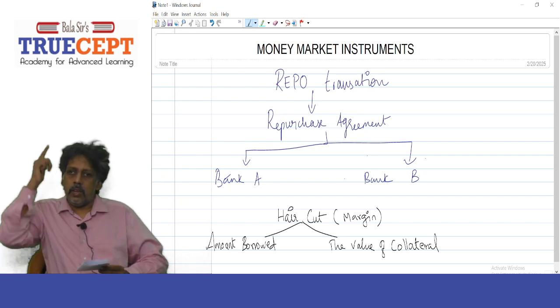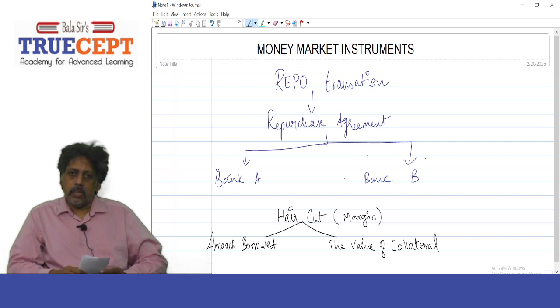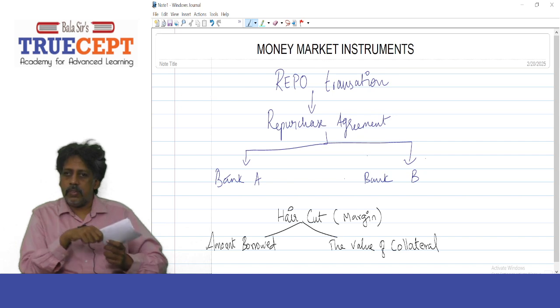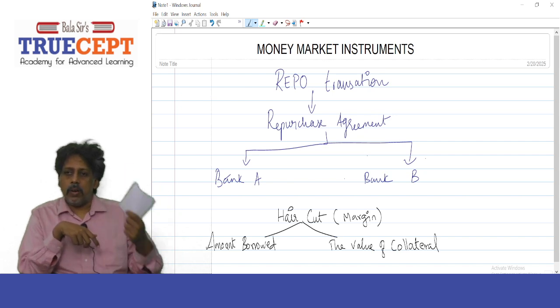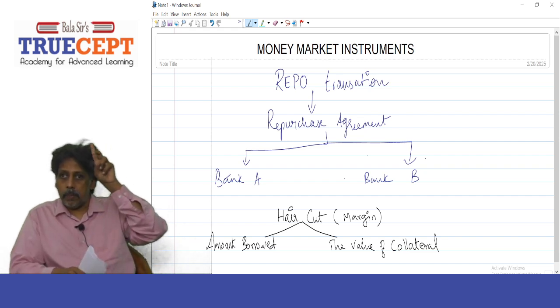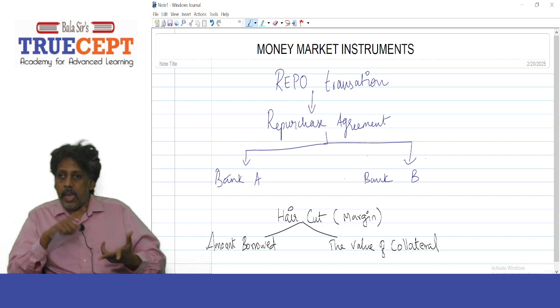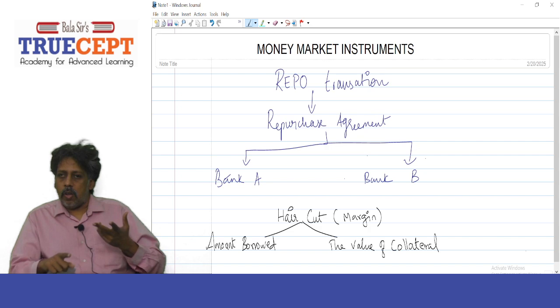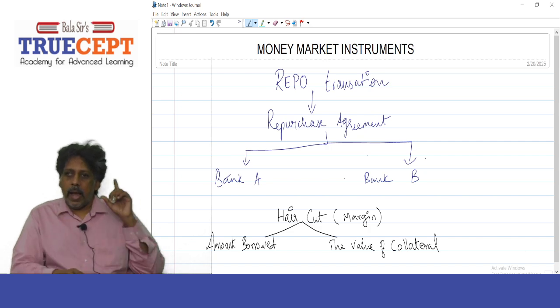So basically you reduce. Even though banker A comes with rupees 1 lakh worth of investments, bank B will not give 1 lakh, they'll give only 98,000. The 2,000 is to safeguard banker B in case bank A defaults. In case they make a default, the 2,000 will protect the banker giving the loan, that is bank B.